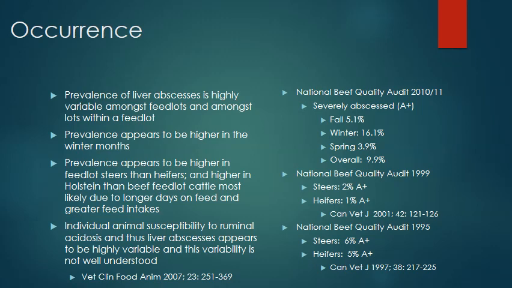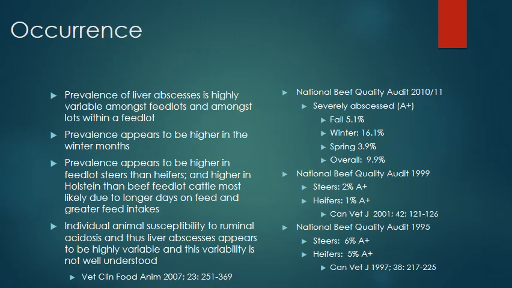The prevalence of liver abscess is highly variable amongst feedlots and amongst lots within a feedlot. Prevalence appears to be higher in the winter. We're not quite sure why this is, but it could be due to more variable feed intake with weather changes. We also see a higher prevalence in feedlot steers than heifers.